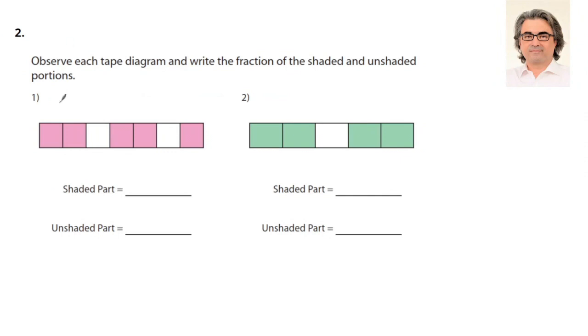On the next page, of course, same kind of questions we have. And please, let's read the question. Observe each tape diagram and write the fraction of the shaded and unshaded portions or parts. Shaded part. I should write the shaded part as a fraction. Now, number of all pieces, 1, 2, 3, 4, 5, 6, 7. I should write here 7. Number of shaded parts, 1, 2, 3, 4, 5. 5 shaded. So my fraction is 5 over 7.